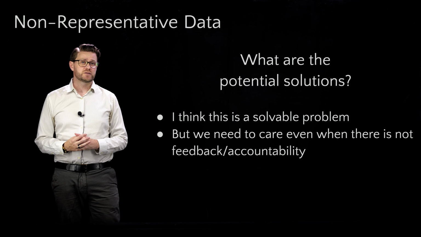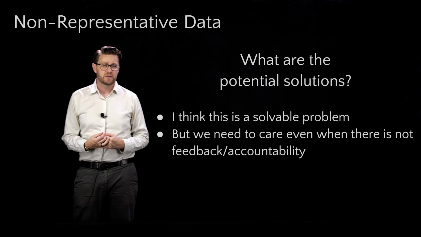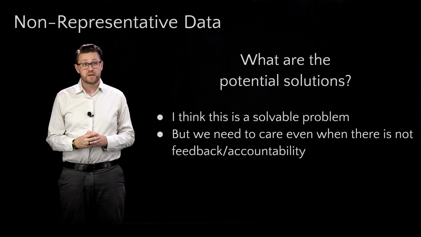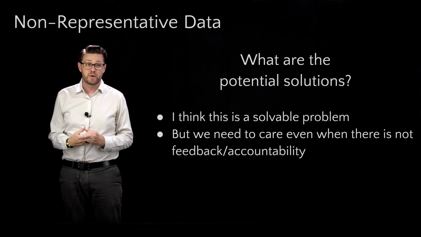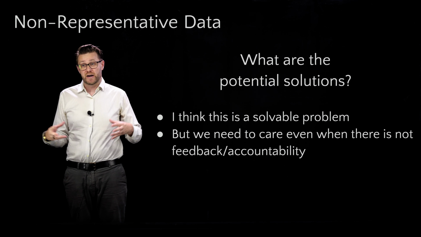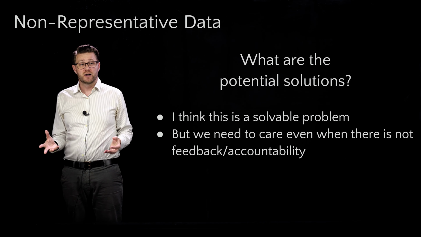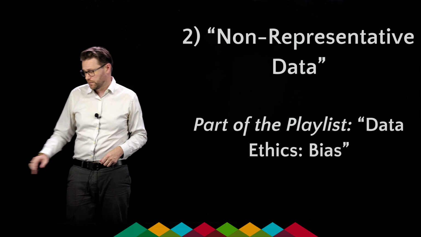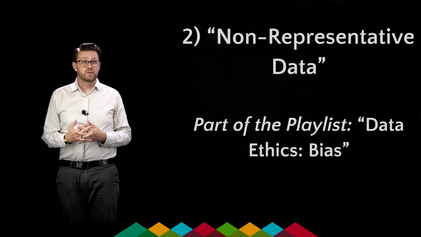Okay, so what are the potential solutions? Are there any? In this case, I actually am more optimistic that this is a problem that we can address. As I've pointed out before, fortunately, in statistics, there are a lot of best practices and statistical controls about how to deal with this. The key is, though, that we need to actually be aware that there's a bias problem, and when there's no feedback, we might not be aware. And also, we need to care. We need to say, hey, this is a problem. We don't want this to be happening, and this is happening. All right, that is the problem of non-representative data.